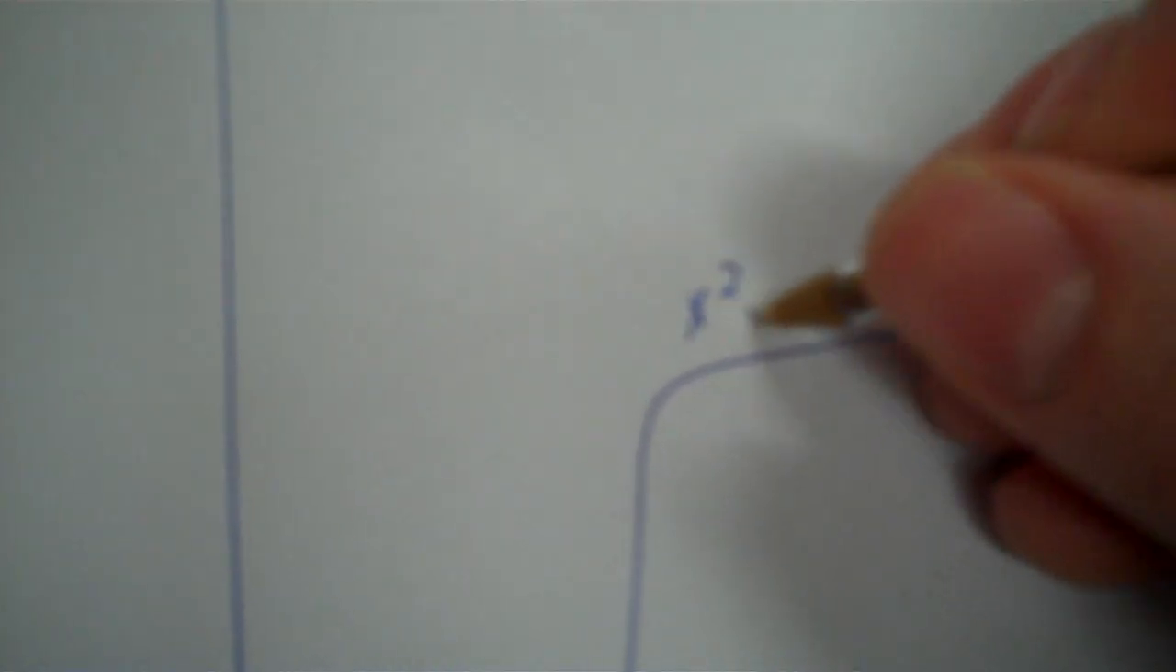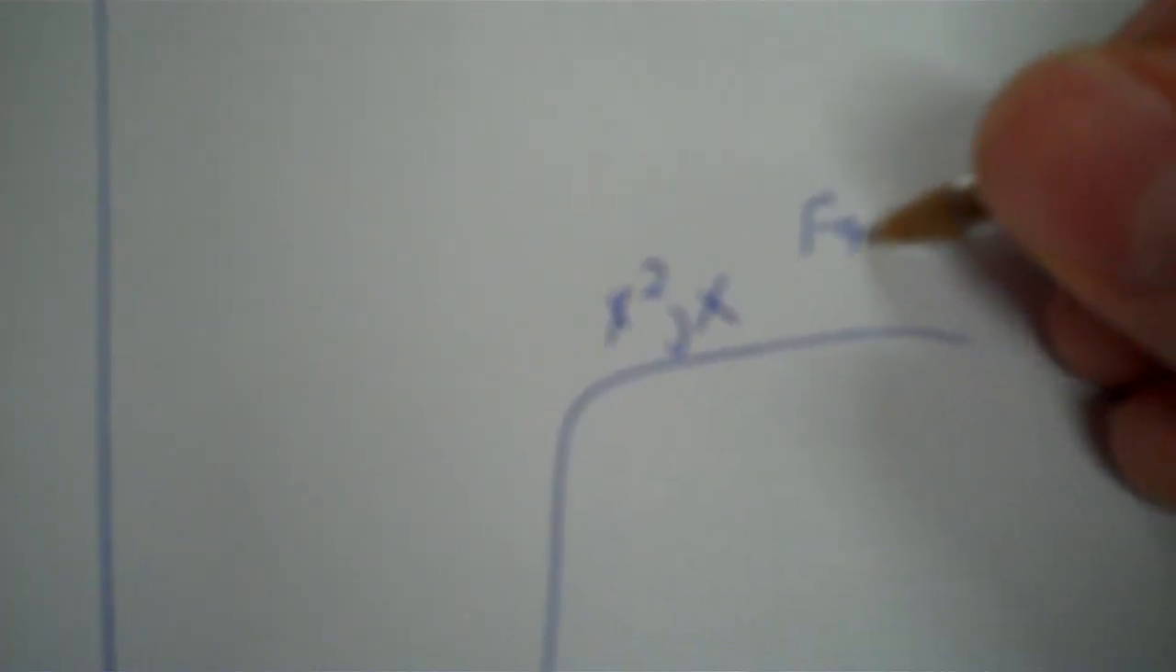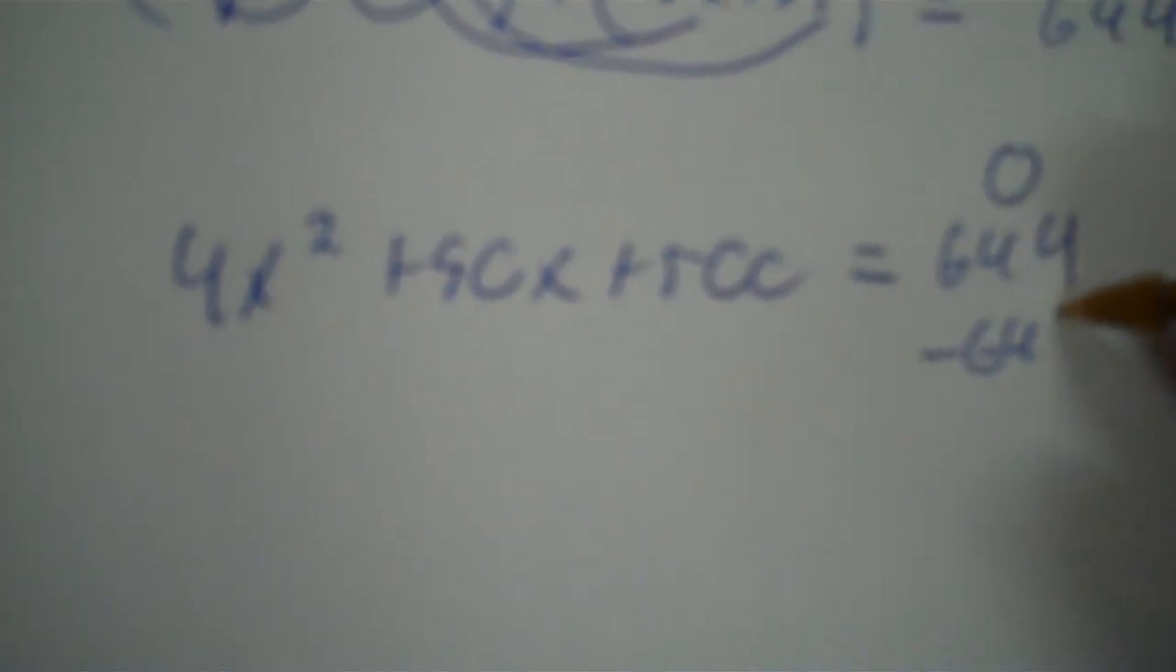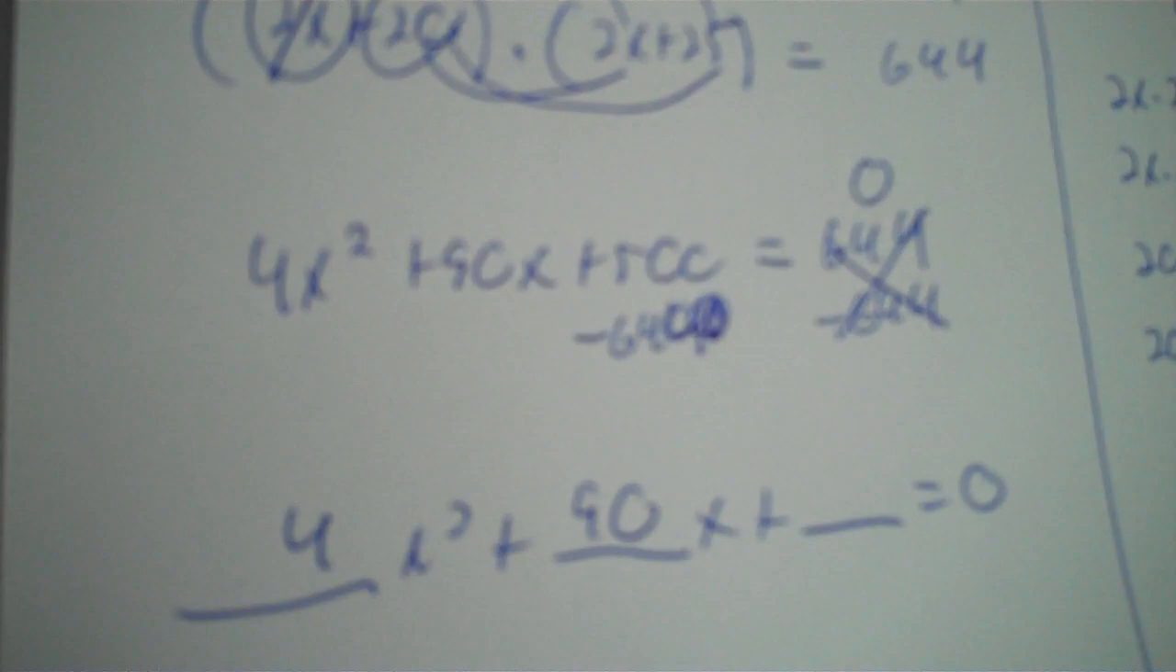The x is to the second and to the first, so we have to apply the factoring properties. This needs to be equal to 0, so we subtract the 644, and I combine that with the 500. So we have x squared, x, constant equals 0. So we have 4x squared plus 90x, and then 500 minus 644. You can either go 500 minus 644, or you can add the negative. It's negative 144.